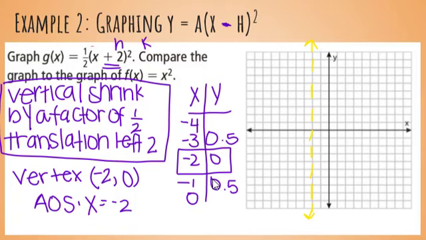Then I'm going to plug in 0. 0 plus 2 is 2. 2 squared is 4. 1/2 times 4 is 2. So I'm going to plug that value in and mirror that across. So now we can plot our points and draw our graph. So here is our graph of this function.